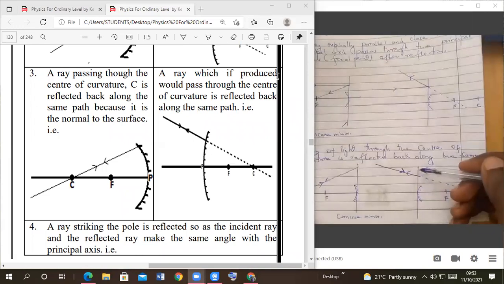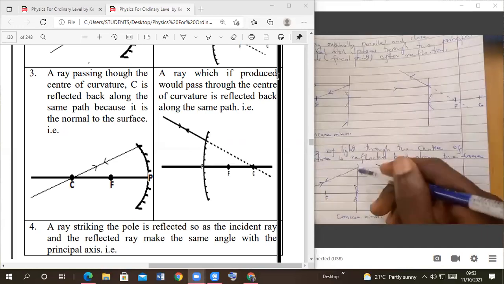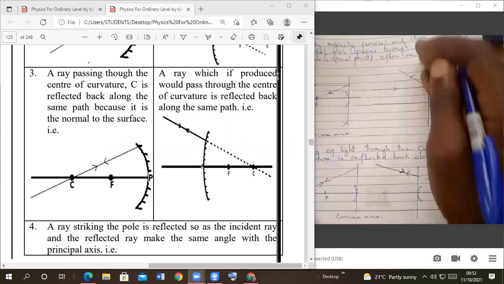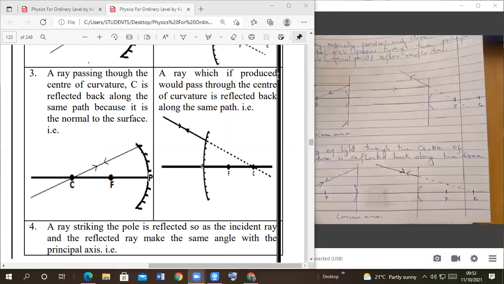So all of this is the mirror. But to show which type of mirror we are talking about, we just put a small curve here at the center of the mirror. So when you see this, it is presenting a convex. But all the line here, this straight line, is the reflecting surface of that mirror, okay?